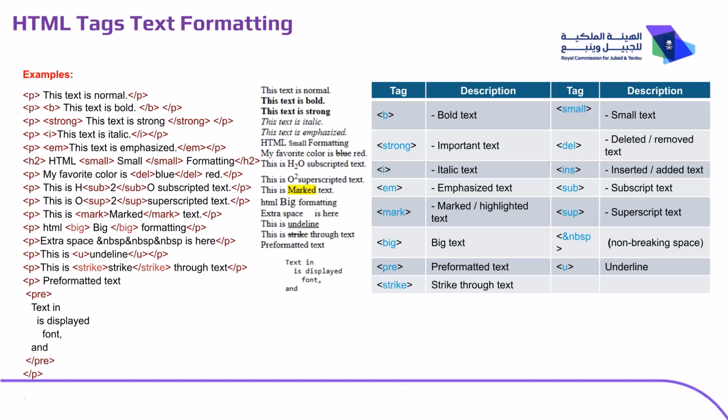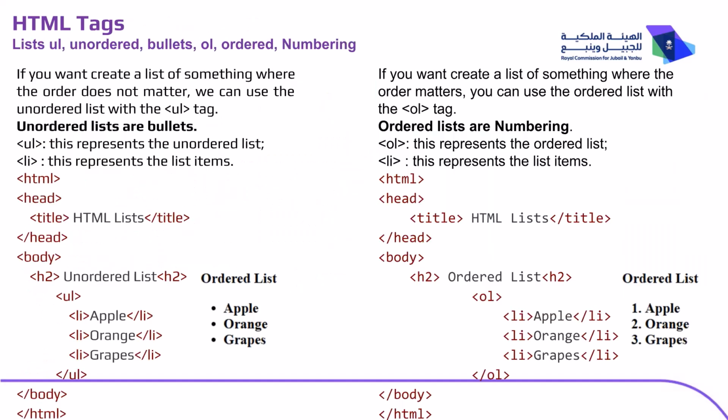For lists where the order doesn't matter, use the unordered list <ul>, resulting in bullets. For lists where the order matters, use the ordered list <ol>, resulting in numbering. List items are defined with <li>.